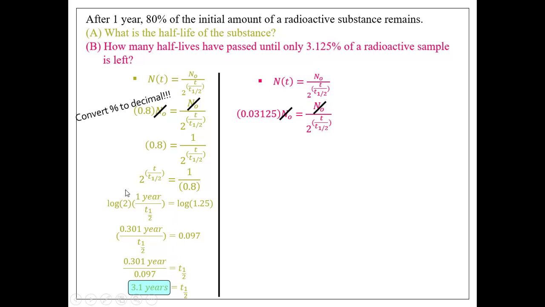So if you kept up with part A, it's pretty tedious. It's essentially the same work, except 80% is now replaced with 3.125%. Once again, I'm going to clean this up, and then move the bottom right to the top left, and divide both sides by 0.03125. So just get t by itself. In this particular problem, I'm solving for t because in order to figure out how many cycles have passed, I need to figure out how much time has passed, because I know that each cycle takes 3.1 years, which I already found in part A. So this is where the 3.1 years came from. That's because I already found the t1/2 in part A.